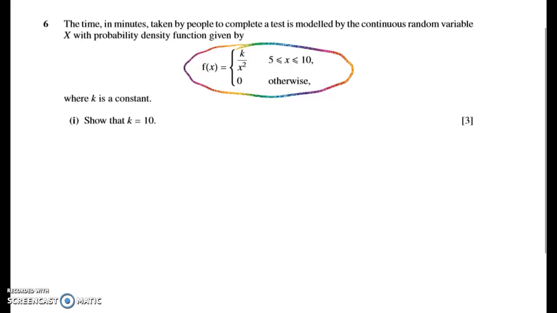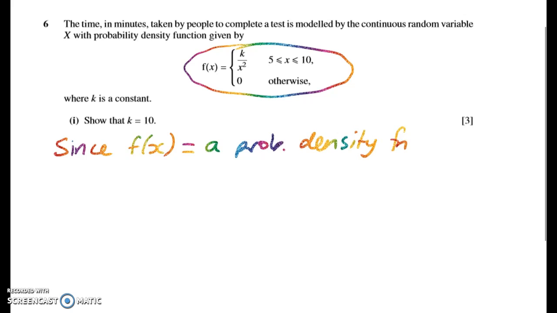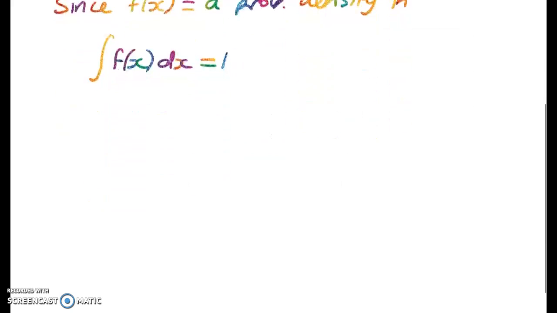The first thing that we have to do is to show that k is equal to 10. So we're going to use the fact that we're dealing with a probability function. Since f of x is a probability density function, we know that the area under the curve must equal 1. So that gives me k times the integral from 10 to 5. This must equal 1.